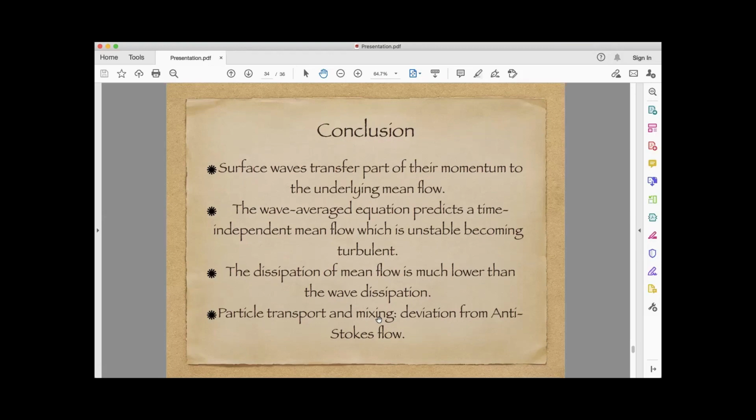But in terms of particle transport and mixing, we do find a strong deviation from the anti-Stokes flow, even though in the very low Ekman limit, one does expect to get the anti-Stokes flow. Because of the finite value of viscosity, you do see a deviation from the anti-Stokes limit.